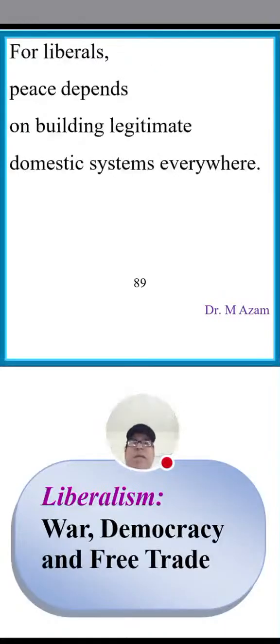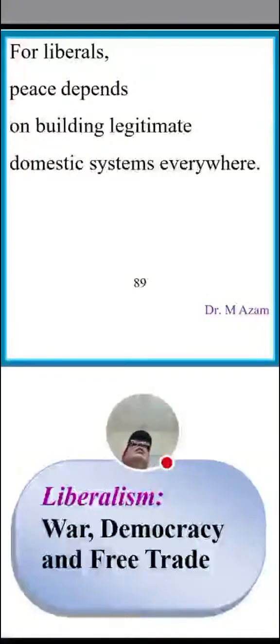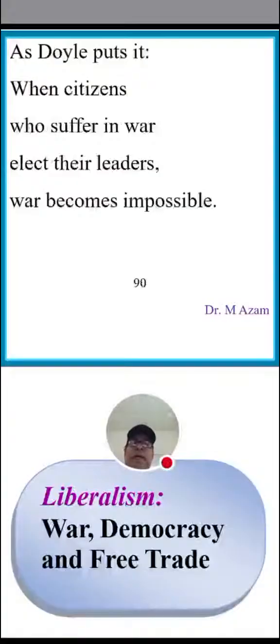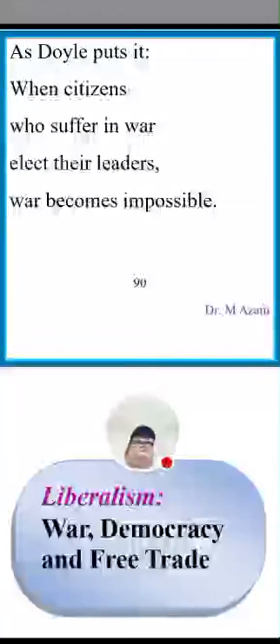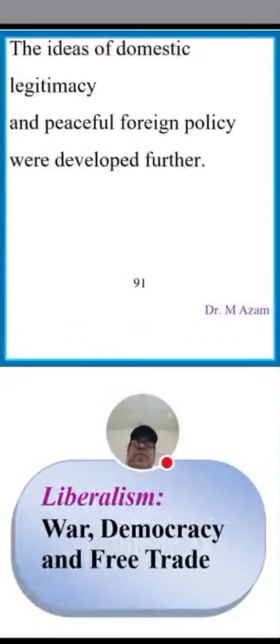For liberals, peace depends on building legitimate domestic systems everywhere, legitimate systems which are based on law. As Doyle puts it, when citizens who suffer in war elect their leaders, war becomes impossible. War becomes impossible if the governments are elected.